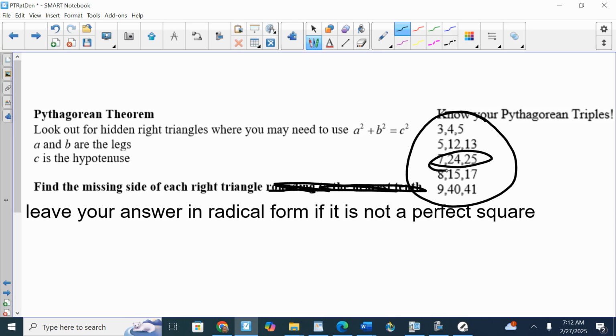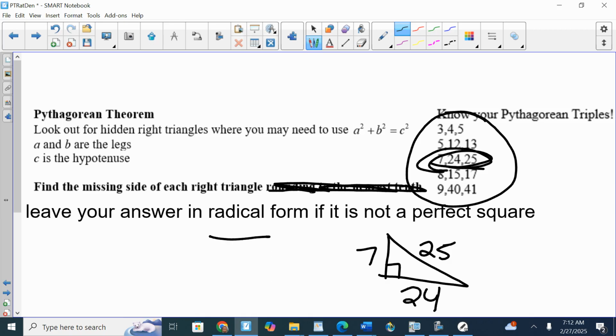So 7, 24, 25. If I have a right triangle, and this side is 7, and this one is 24, I could do Pythagorean theorem, or if I know my Pythagorean triples, then my third side must be 25. It cuts out having to do Pythagorean theorem.